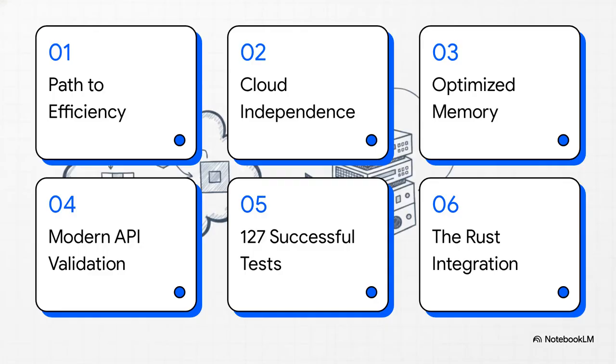Okay, let's dive into this real quick. Here's our roadmap. First, the path to an efficient AI pipeline. 2. Absolute cloud independence. 3. Optimized memory management and vector calculations. 4. Modern API and pydantic validation. 5. 127 successful unit tests. And finally, 6. The next steps with Rust integration.